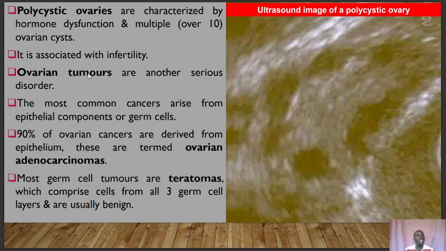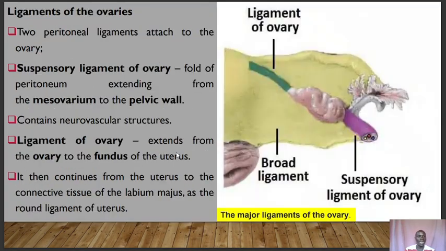Next, we have ovarian tumors, which are another serious disorder. The most common cancers arise from the epithelial components or the germ cells. About 90% of ovarian cancers are derived from the epithelium, and these are termed ovarian adenocarcinomas. Most germ cell tumors are teratomas, which comprise cells from all three germ layers and are usually benign.